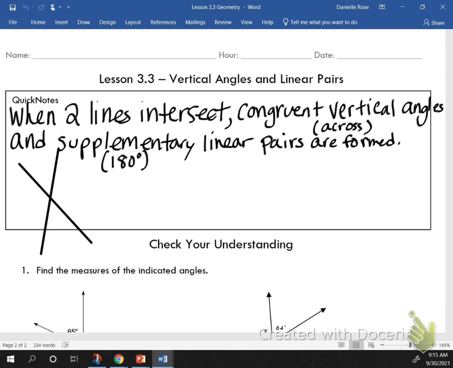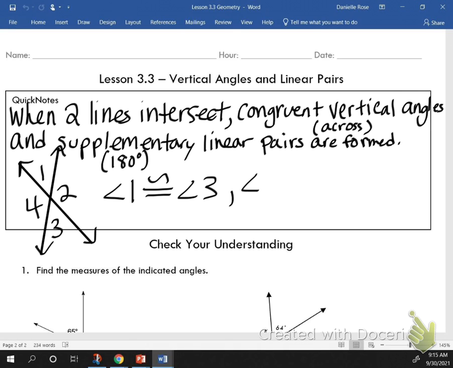We're going to add a little sketch here, a little diagram to support this. All we saw in this activity today is that we've got vertical angles. So in this example, angle 1 is vertical to angle 3, and it makes them congruent. We have another vertical pair: angle 2 is congruent to angle 4. Those are the two vertical pairs formed here.